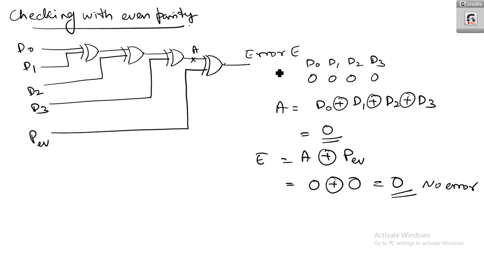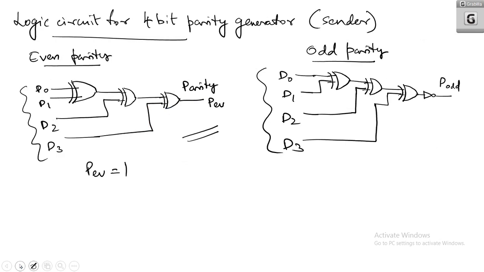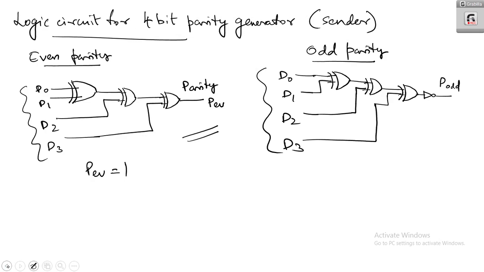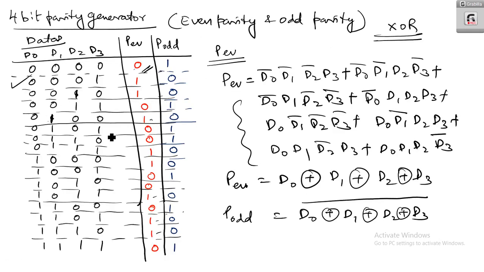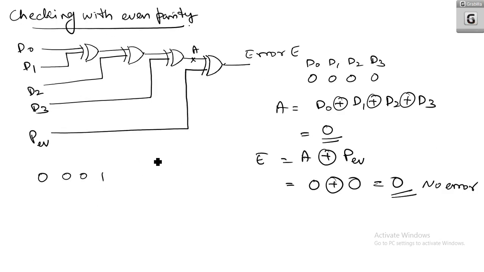For this even parity, take the second data. That is 0, 0, 0, 1. What is the parity bit there from the sender side? The parity bit there is 1. So here P even is 1.